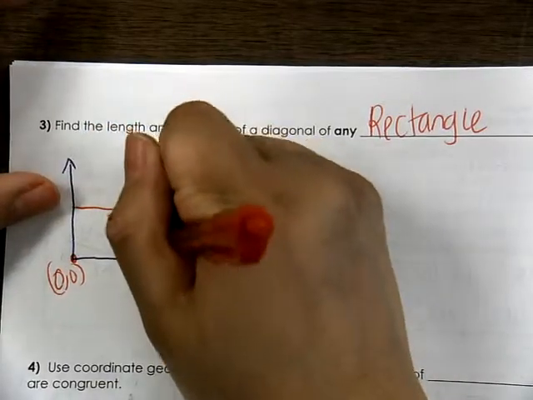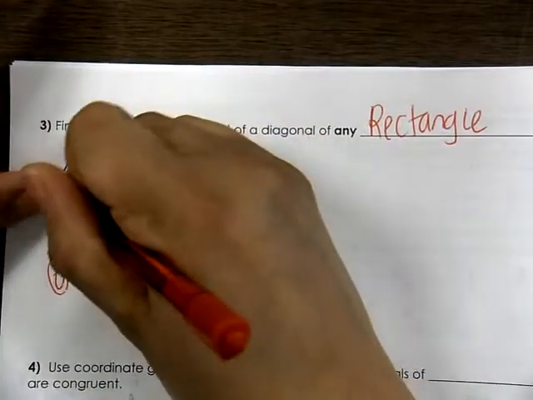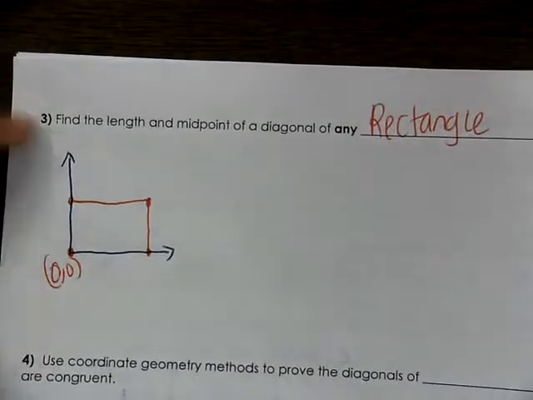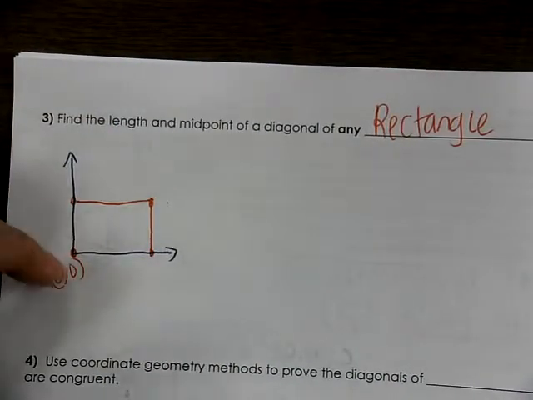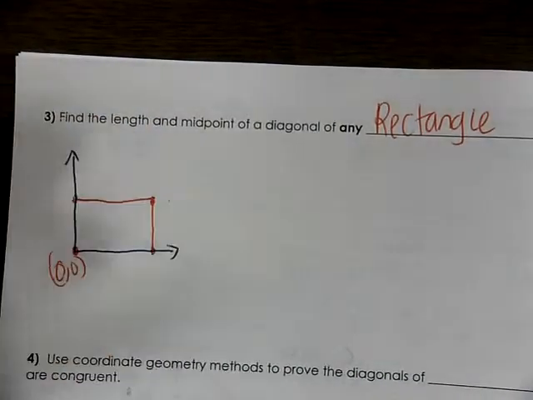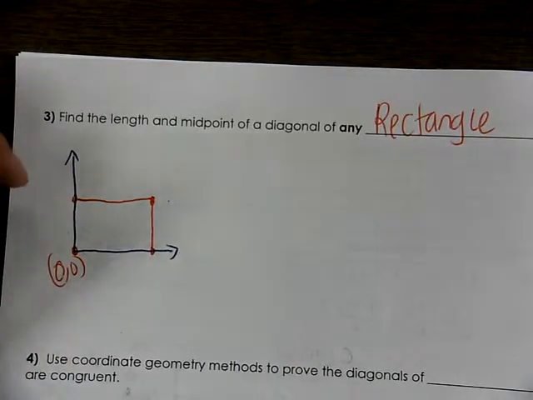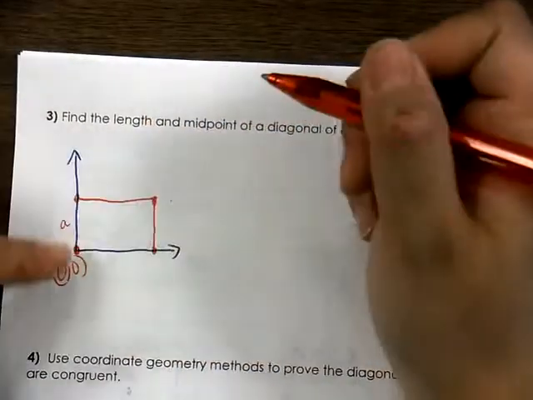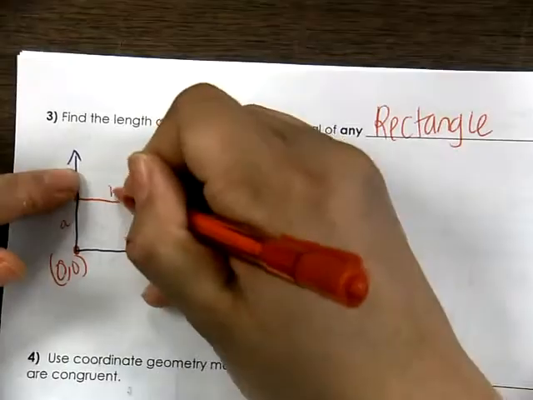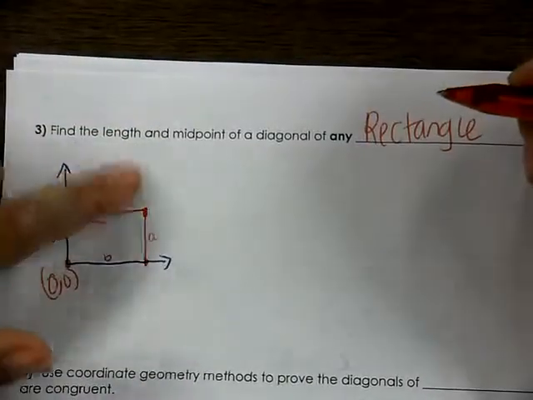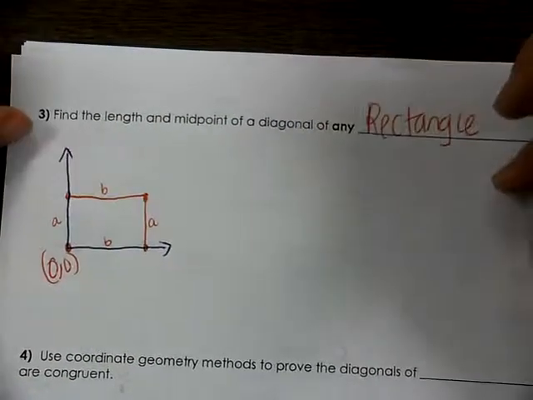Draw out a rectangle. It could be any way you'd like. You could draw it like this, or you can make it longer this way. It doesn't matter. But we do know that the sides are not all the same like a square. So let's pick some variables again. So I'm going to say it's A units here and here. Let's say it's B units for the other two sides, so that A and B are different.